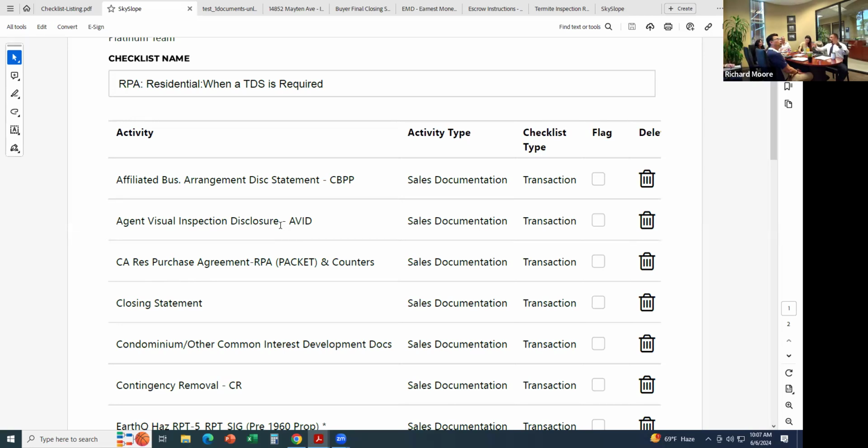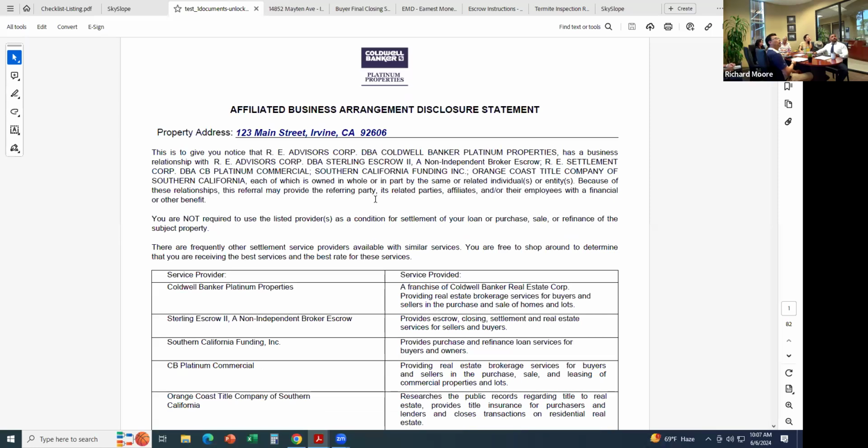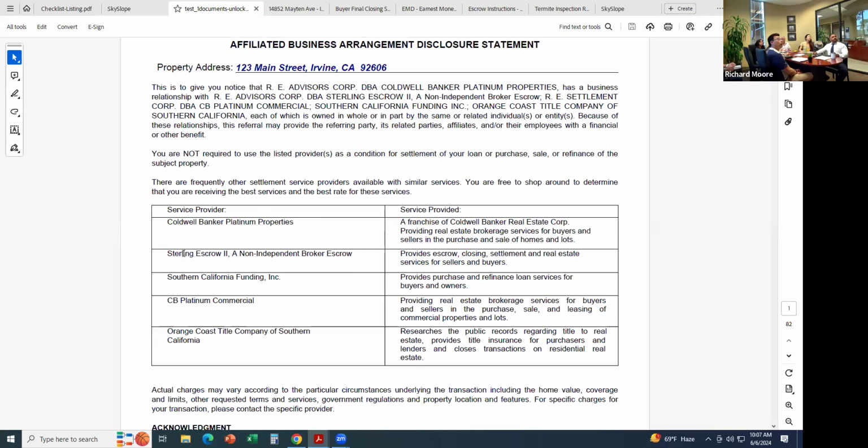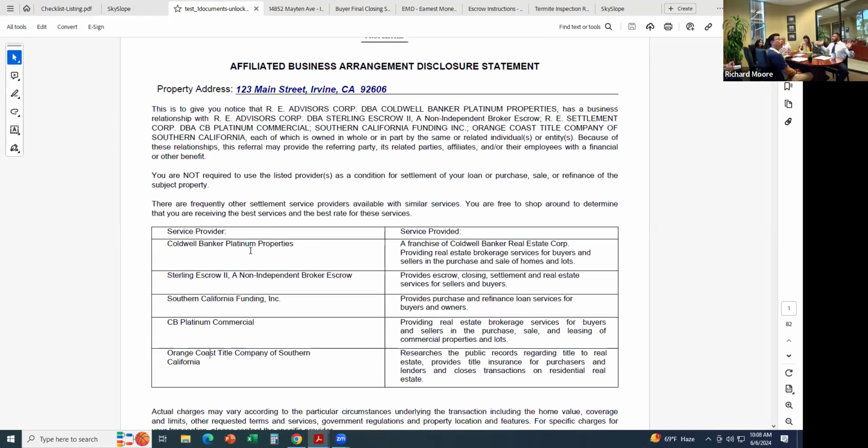So you're in escrow. What next, right? The first form that we want to make sure that we have is a company generated form. This is not on zip forms. You can ask me for the PDF of this when you're ready in the transaction. And this form looks like this. This form pretty much tells the other parties involved in the transaction that Coldwell Banker is also affiliated with Sterling Escrow. The same owner owns Sterling Escrow, Southern California Funding, commercial, and has some kind of interest in Orange Coast Title. And this is just putting it out there, saying, hey, we're not hiding anything. You're using our escrow. We also own the escrow too, right?